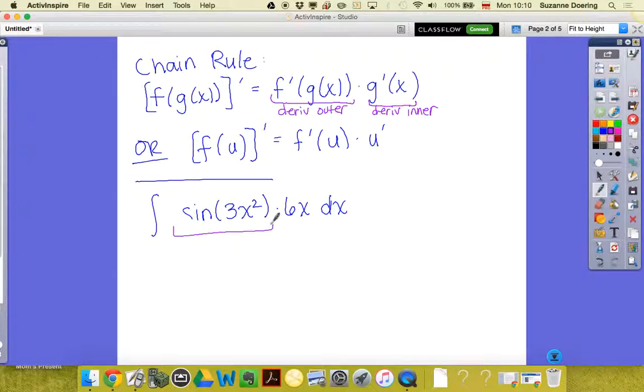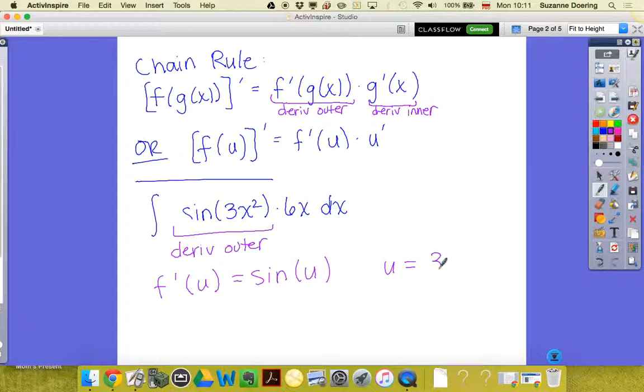So here we see we have what looks like the derivative of the outer function with an inner function inside. And so pulling that apart, we'll call that sine function the derivative of our outer function. So the derivative of our outer function is sine. That means that the inner function must be what's inside sine.